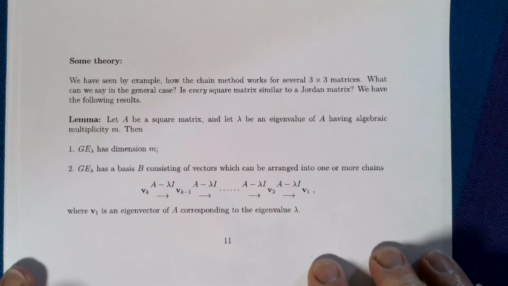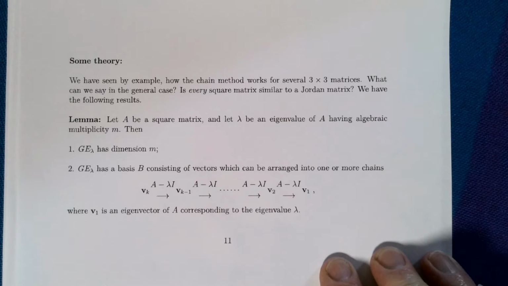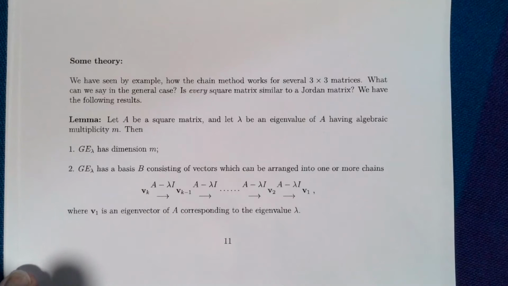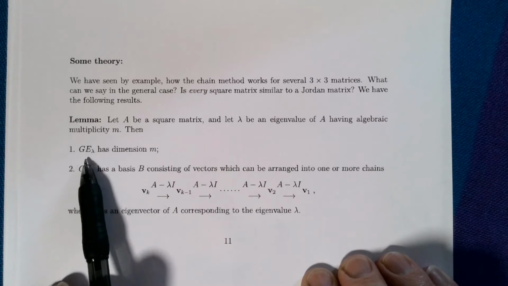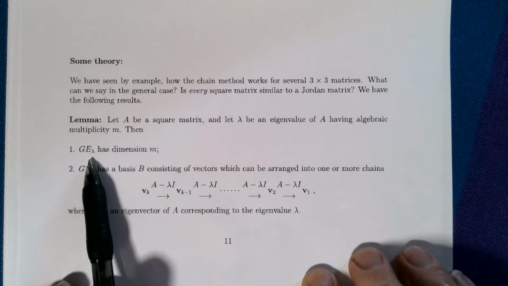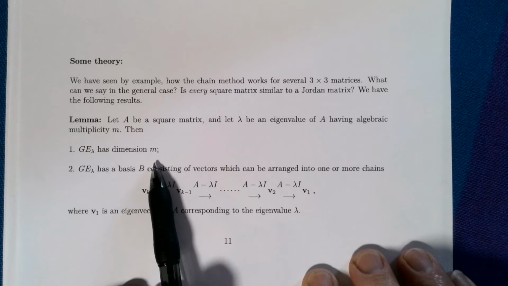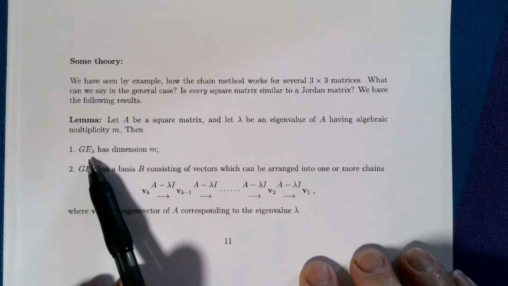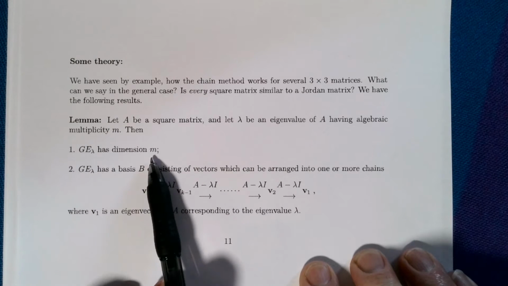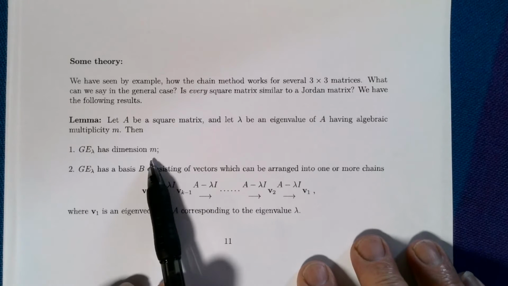Little lemma: if A is a square matrix and lambda is an eigenvalue of A with algebraic multiplicity m, which means it has a factor of (x minus lambda) to the m in the characteristic polynomial, then the generalized eigenspace corresponding to lambda also has dimension m. So the geometric multiplicity may be less than m, but the dimension of the generalized eigenspace is exactly m. And that's a very nice and very important fact.